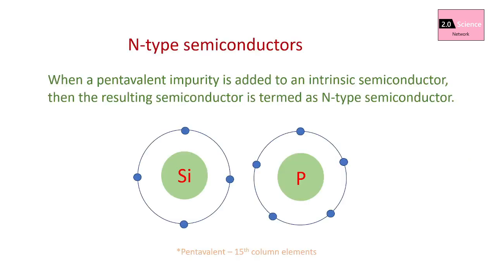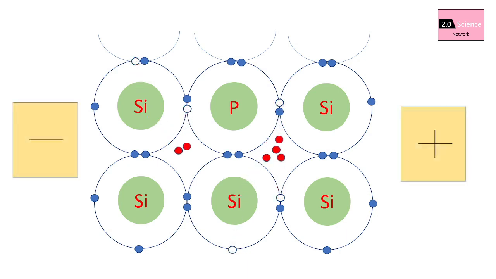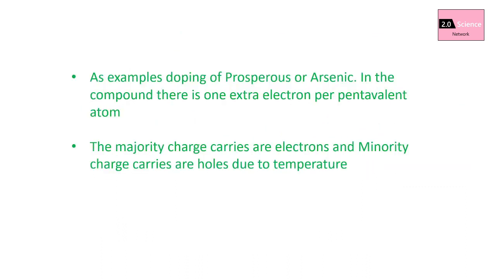1. N-type semiconductors. When a pentavalent impurity is added to an intrinsic semiconductor, the resulting semiconductor is termed an N-type semiconductor. As examples, doping with phosphorus or arsenic. In the compound there is one extra electron per pentavalent atom, so in N-type there are more electrons. As we said before, the majority charge carriers are electrons and minority charge carriers are holes due to temperature.